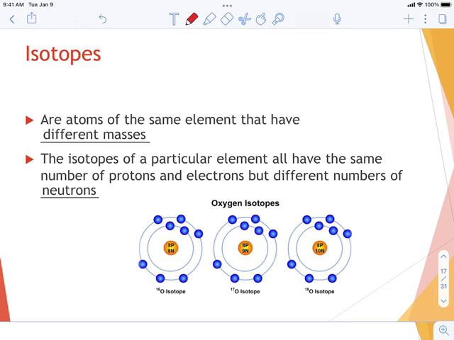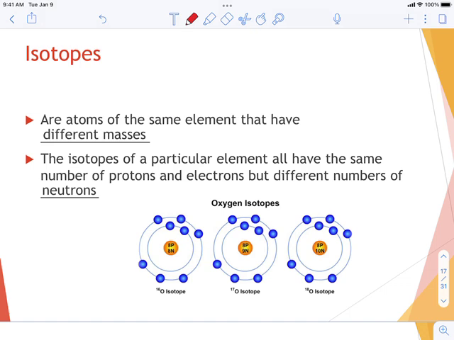We move on to isotopes. This was one of the ways that John Dalton was wrong in his theory. If you remember, he said atoms of an element are all the same in size and mass. Isotopes are proof that he is wrong in that part. Isotopes are atoms of the same element that have different masses.